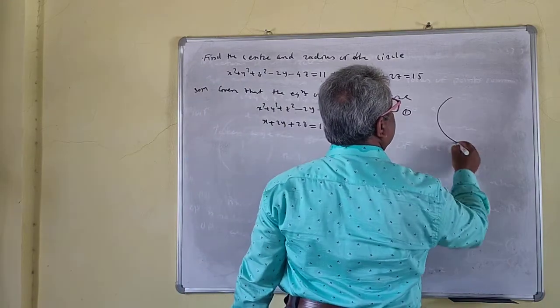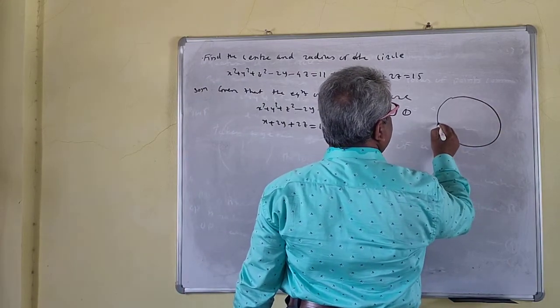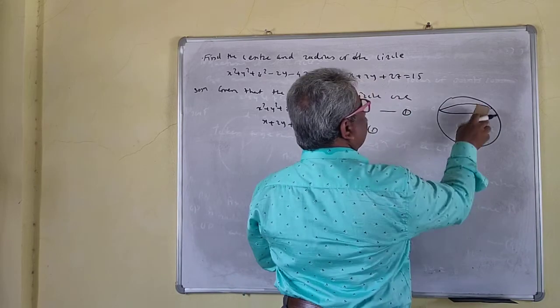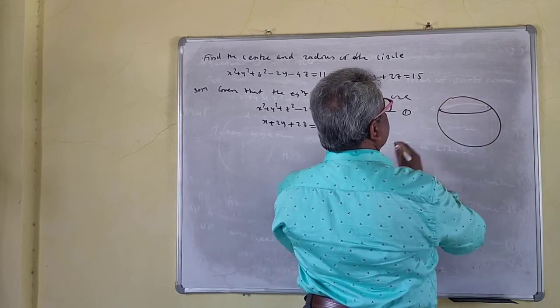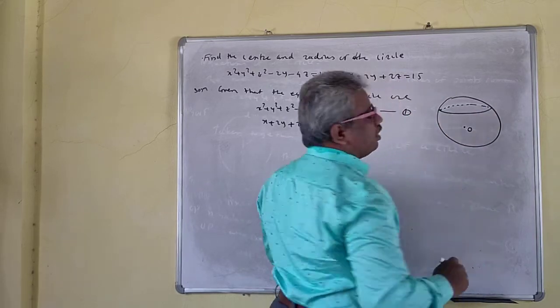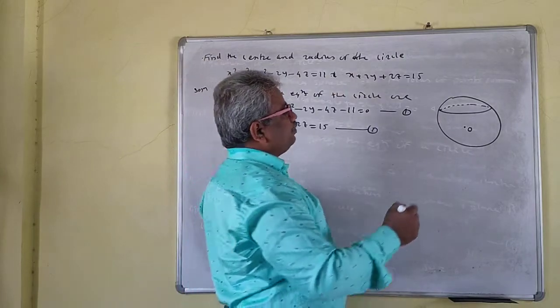What I have to do? So this is your circle. This is the back side because this is a 3-dimensional figure. And O is the center of the sphere.